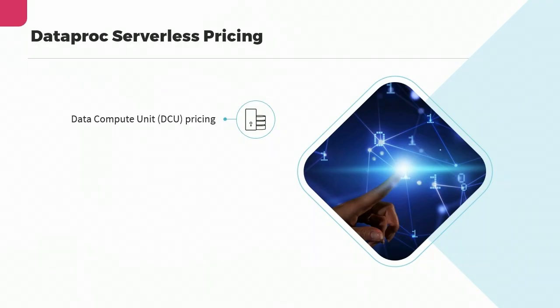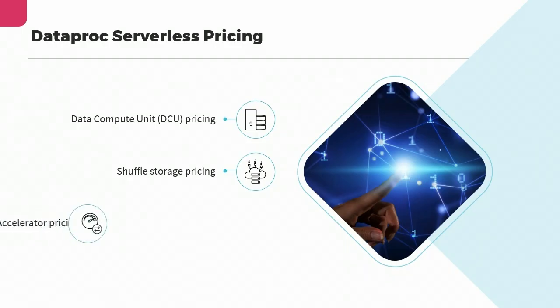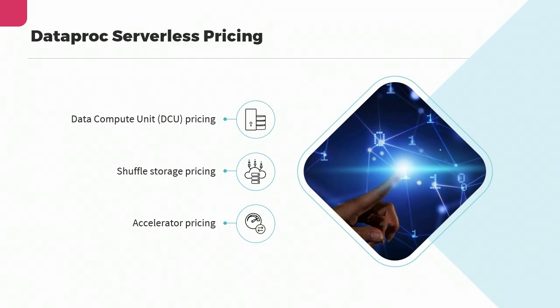And different regions will cost a different amount of money. There's also shuffle storage pricing, and there's a different rate for that. Again, it's either 5 cents per gigabyte or 13 cents per gigabyte, depending on your region. You have accelerator pricing. The accelerator rate is what's shown below. This is the tool that's used to help speed up the processing when it starts to be bogged down.